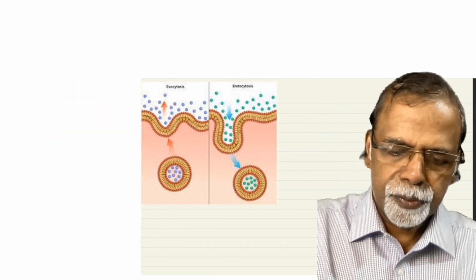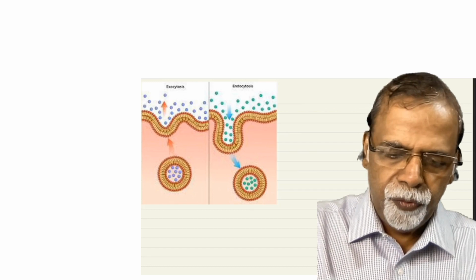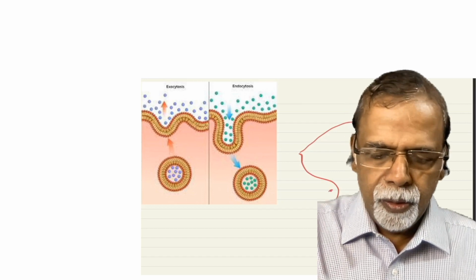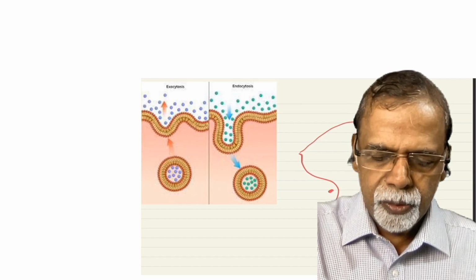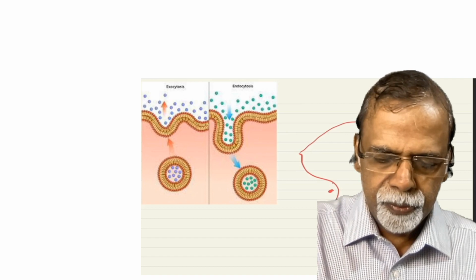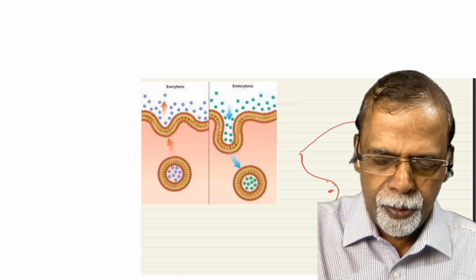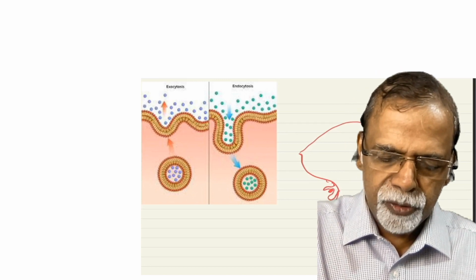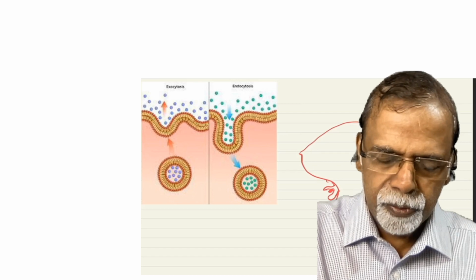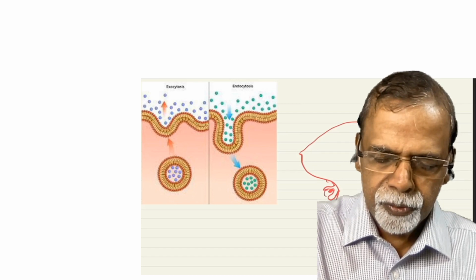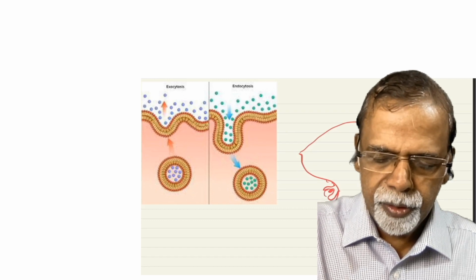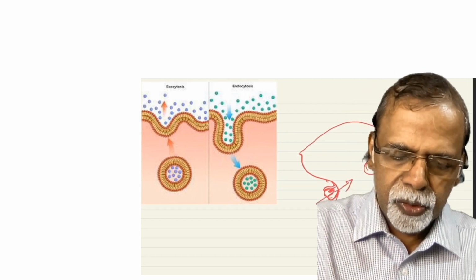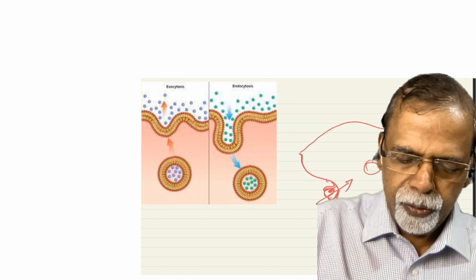So take a cell. When it comes across a bacteria, it will produce pseudopodia, or otherwise called false legs. It will engulf and form a vesicle. So this will go like this and it is internalized. This process is called endocytosis.